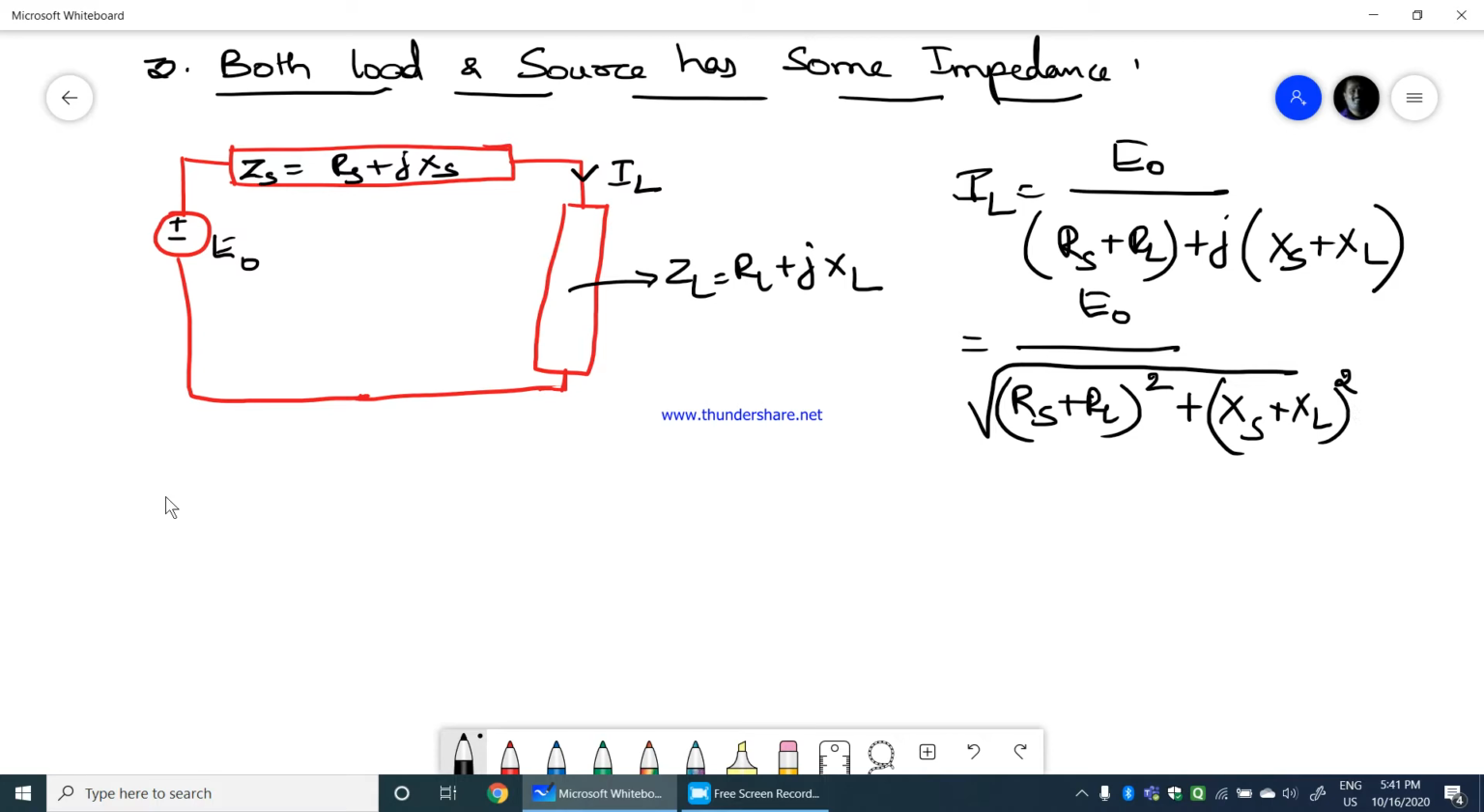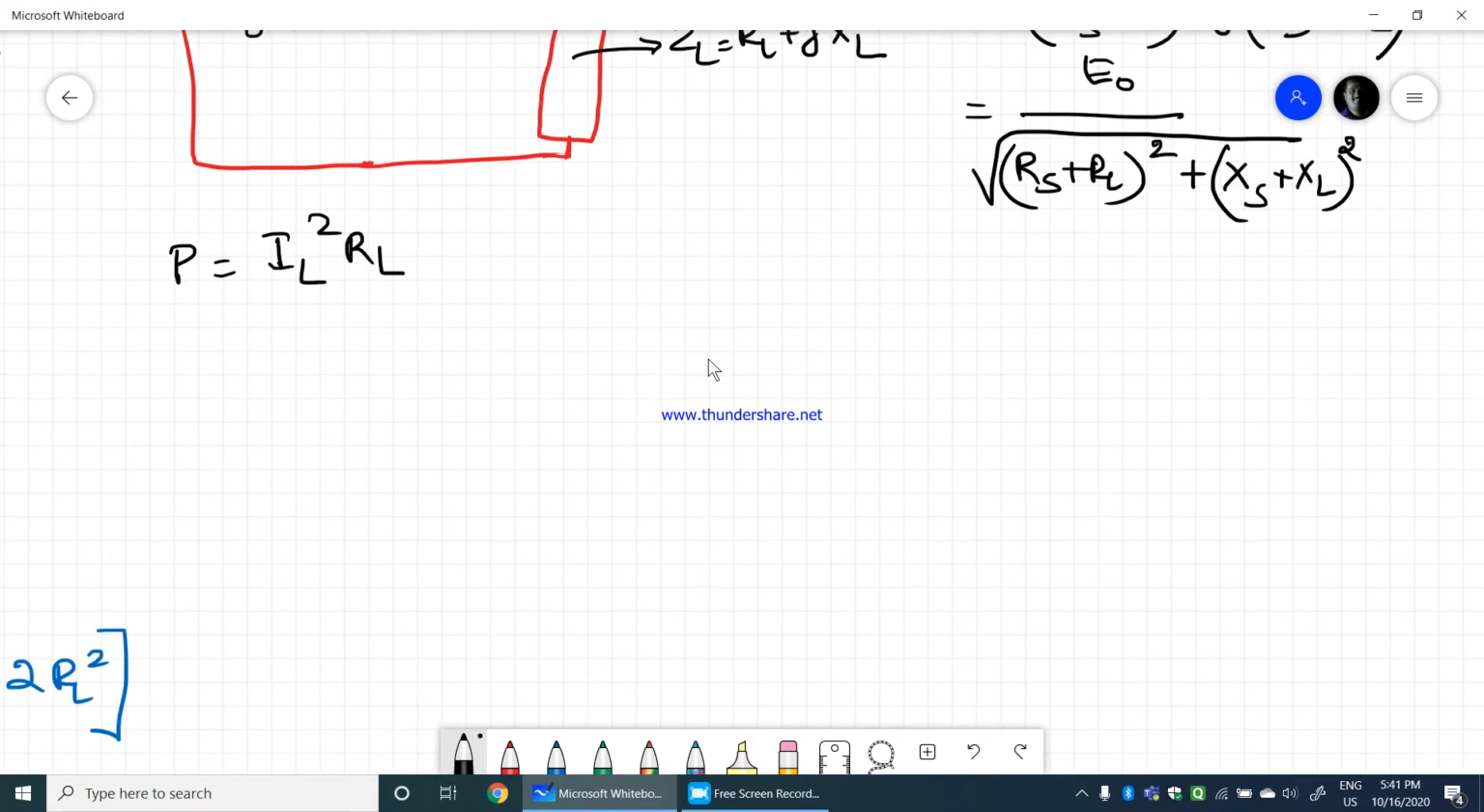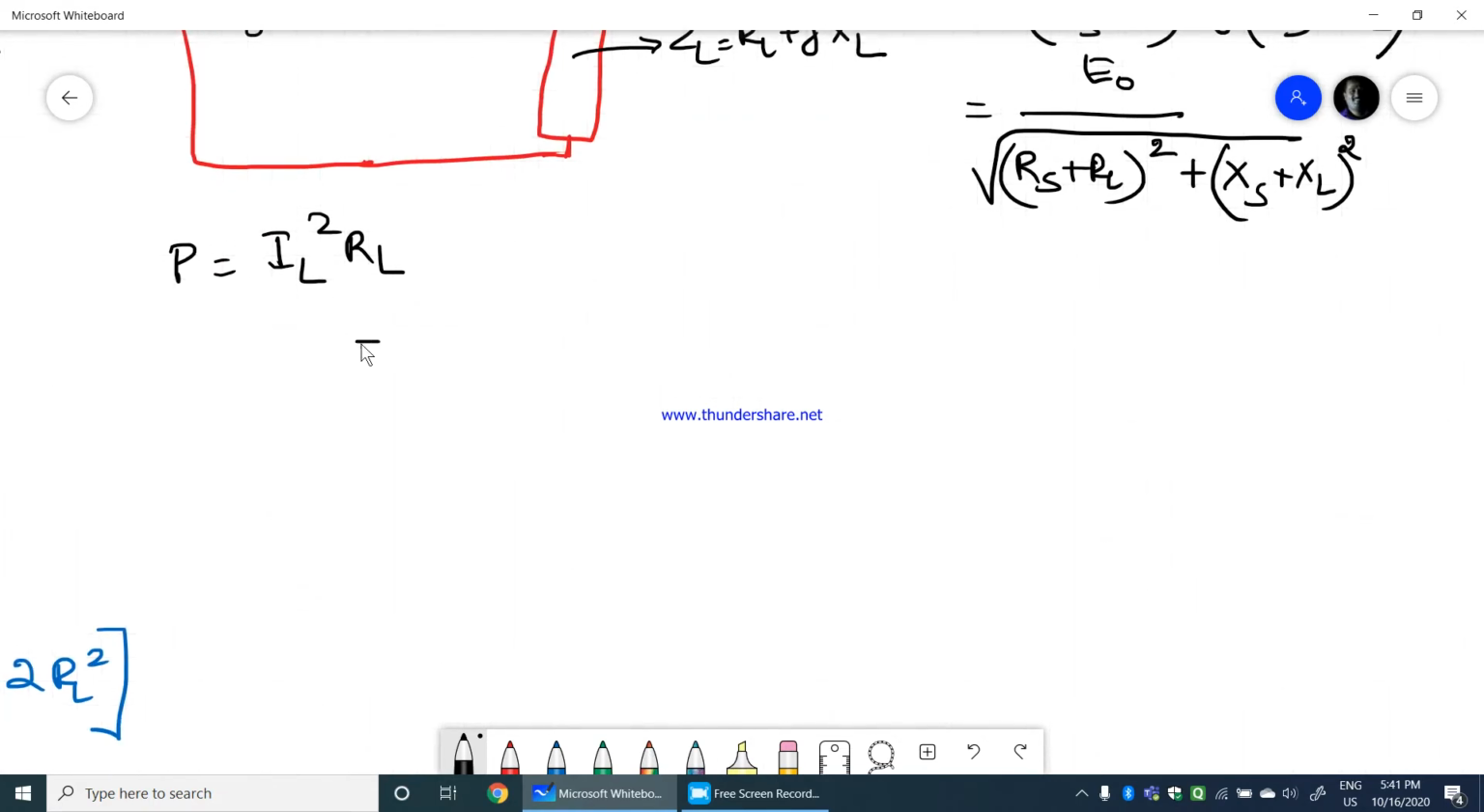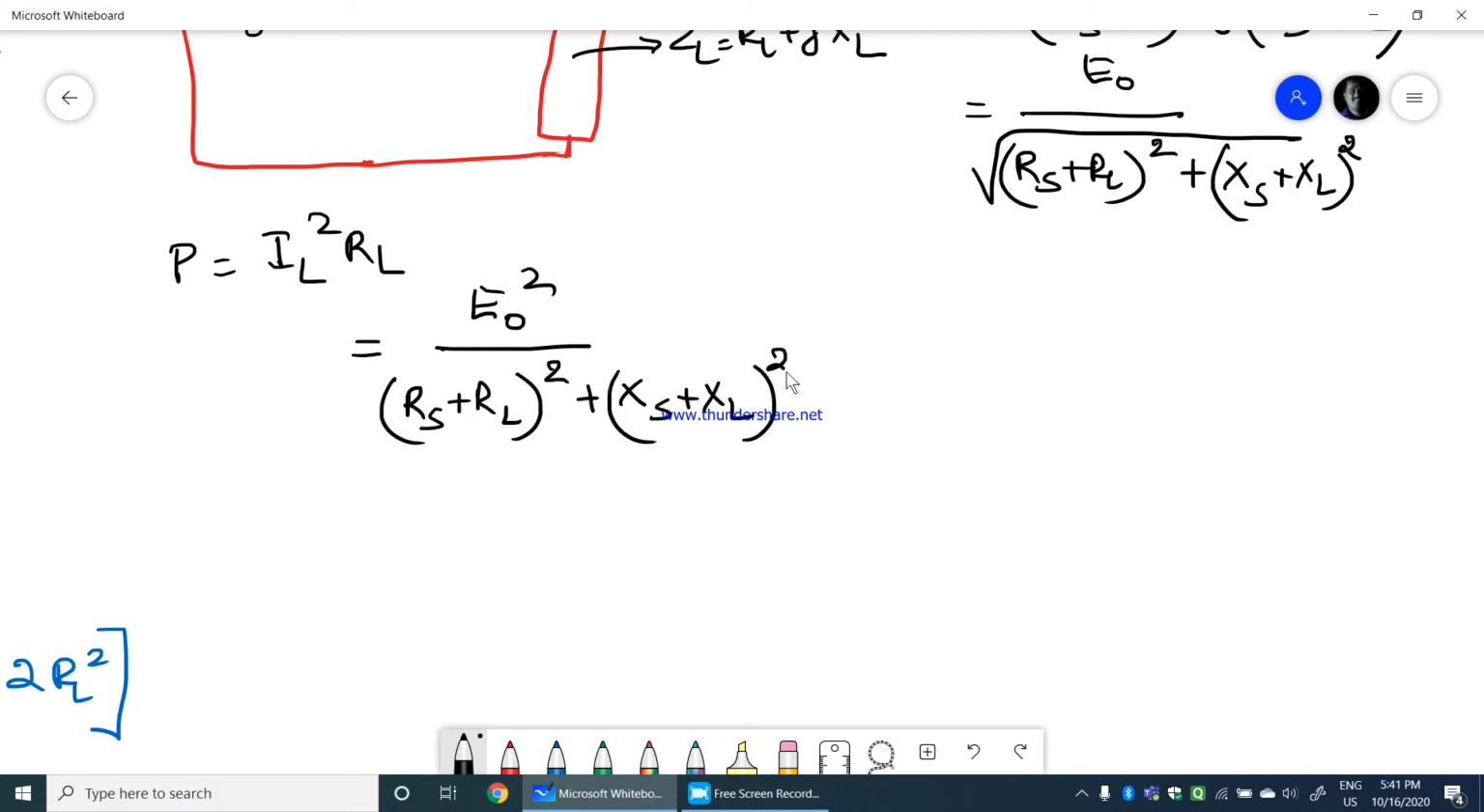So therefore P would be equal to again IL square into RL. So P would be equal to E naught square divided by, so the square root will get cancelled when you square it, (Rs plus RL) the whole square plus (XS plus XL) the whole square, into RL. So here you need not differentiate it.